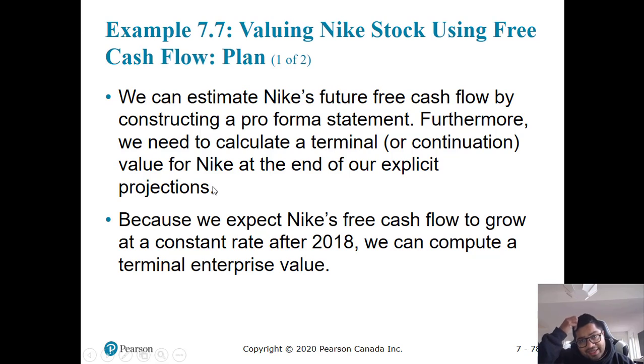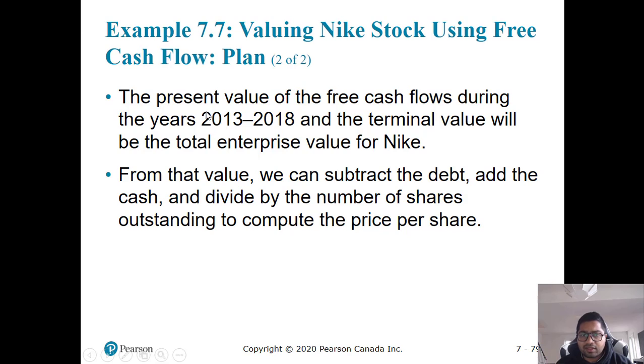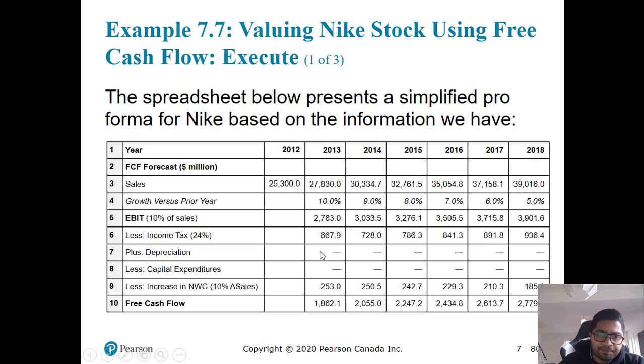So we estimate Nike's future cash flows by constructing a pro forma statement. Furthermore, we need to calculate a terminal value for Nike at the end of explicit projections. Because we expect Nike's free cash flow to grow at a constant rate after 2018, we can compute a terminal value. The present value of free cash flows during 2013 to 2018, and the terminal value will be total enterprise value. From this value, we subtract debt, add cash, and divide by number of shares outstanding. So how to do it?